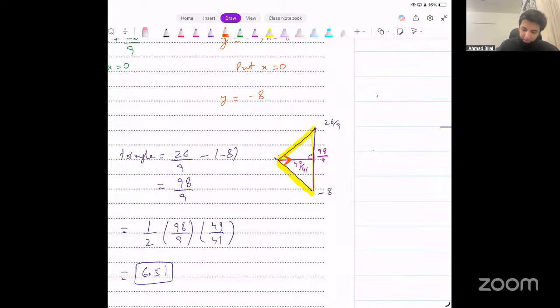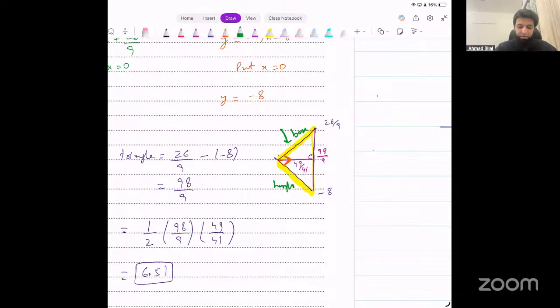Let's call this point X. You will have to find the distance of X from this point and the distance of X from this point. You can find those two distances and then use one of these sides as the base and the other as the height. That will work. You'll get the same result from that as well.